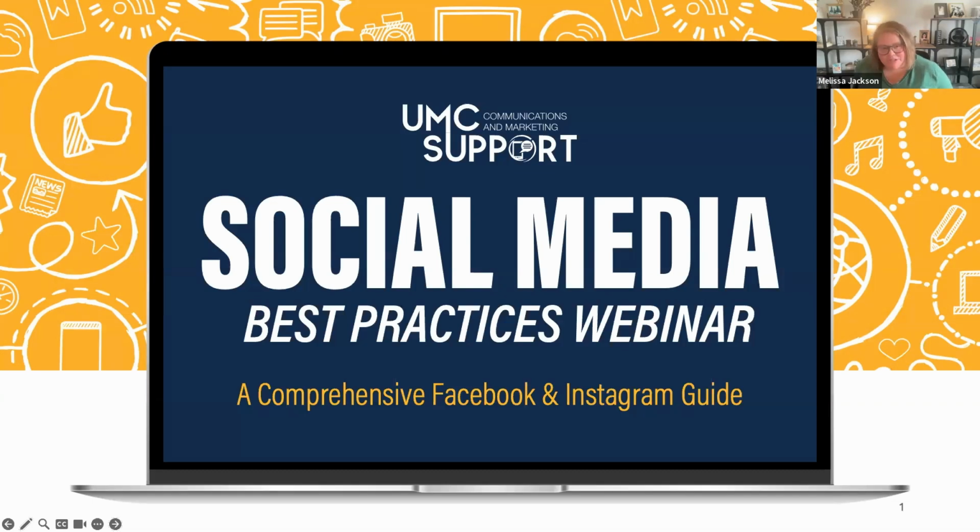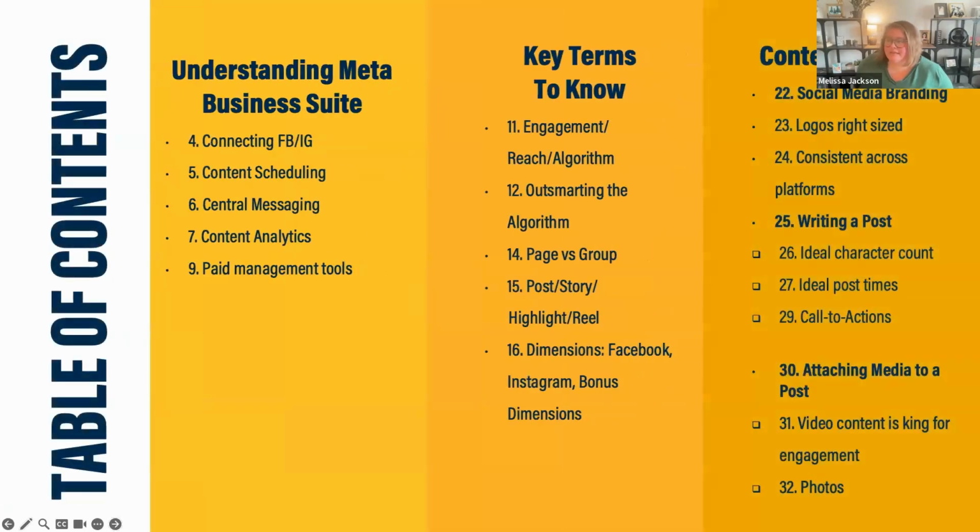Just to set some expectations, this is a high level, beginner's look at some of the things that can help boost what you're already doing or get you started if you're kind of a newbie. We're going to highlight mostly just the Meta Suite, which is Facebook and Instagram. And here's just a few of the things that we're going to cover. We're going to talk about the Meta Business Suite. We're going to go over some key terms for you to know to help you understand as you get started. And then we're going to talk a little bit about content variation.